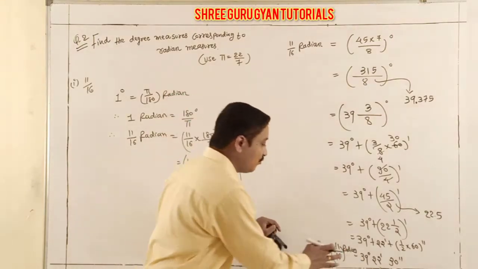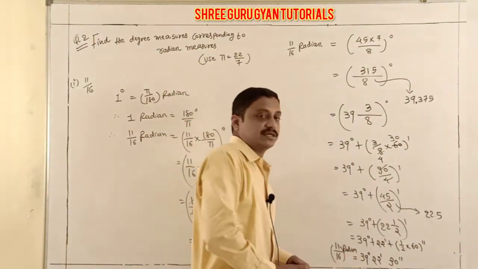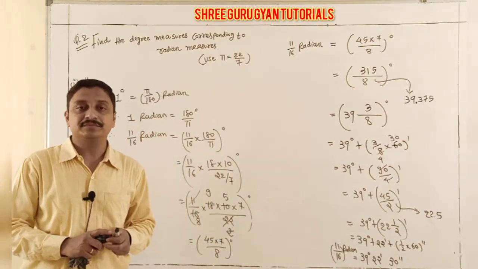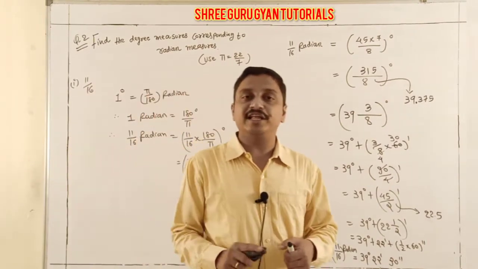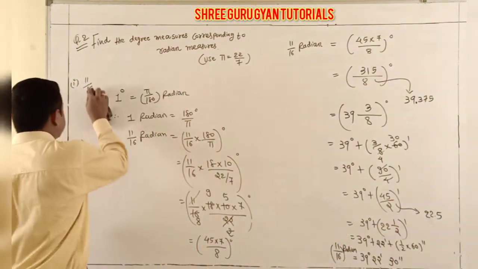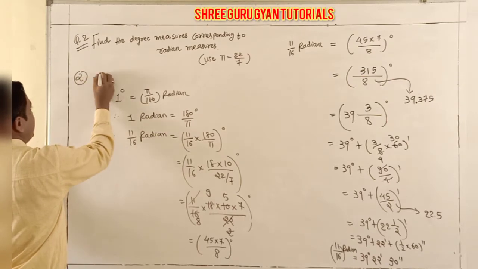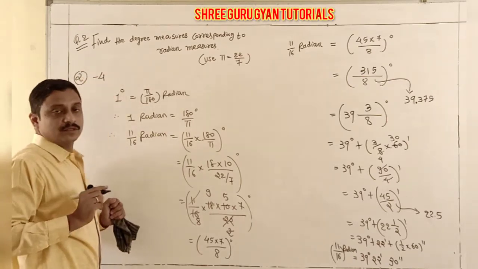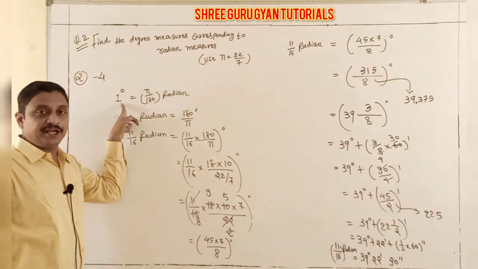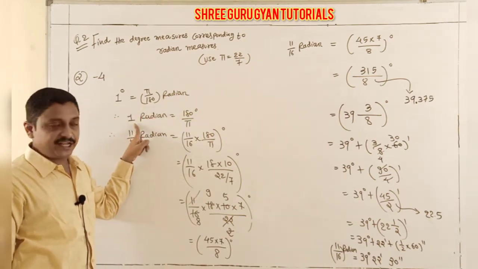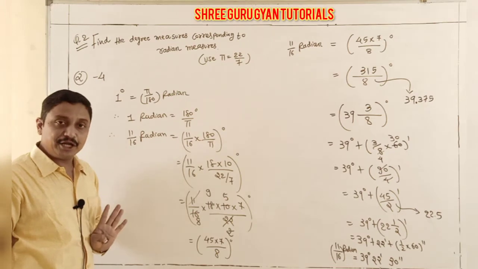And here your final solution is easily done. Now, after ending, students, I am going to one more question, the second question. The second is the same: minus 4 radian. So you write down the same: 1 degree is pi by 180 radian.